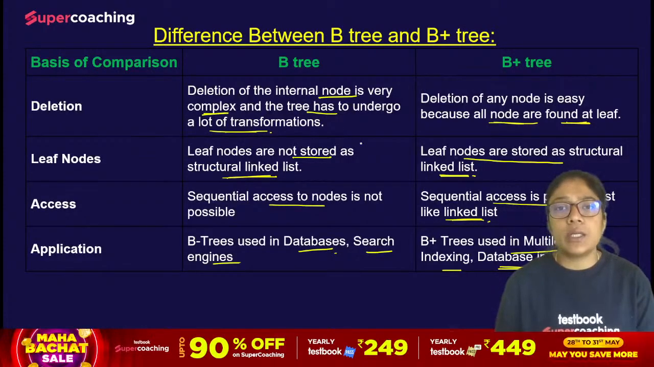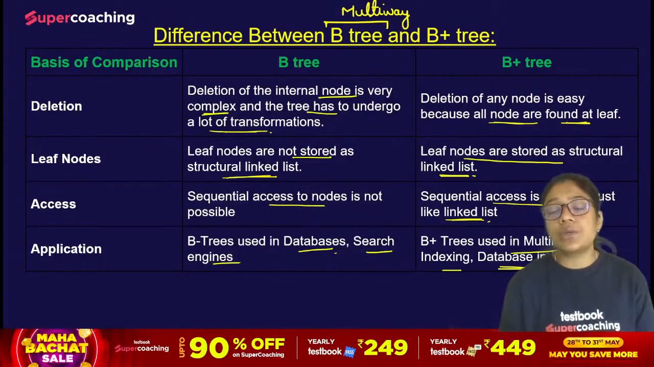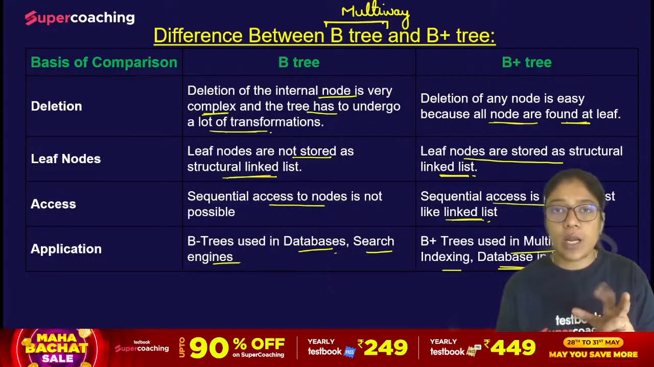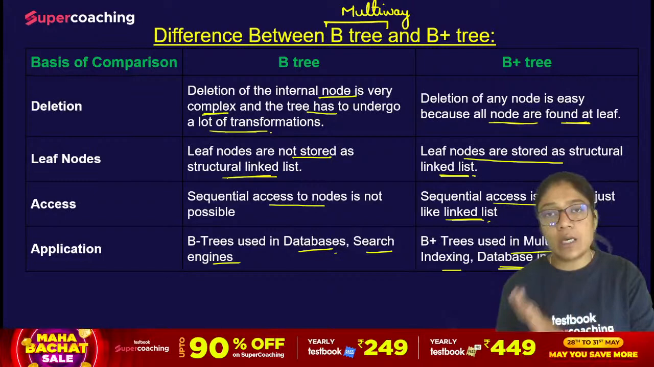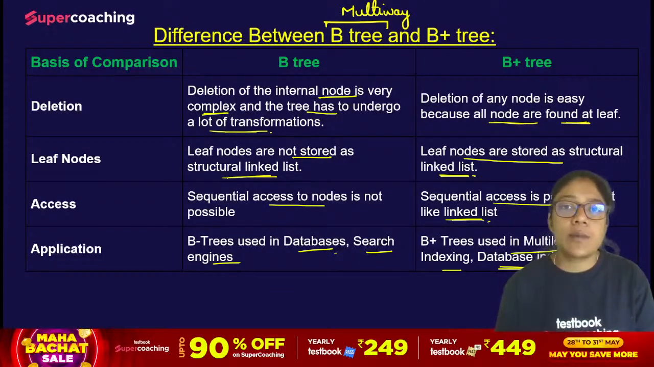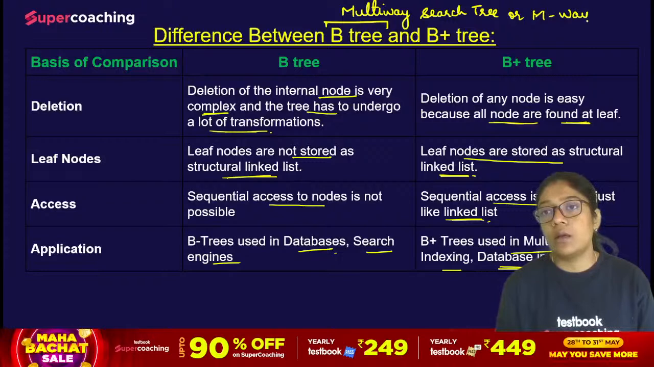Otherwise, you can also treat B tree as a multi-way search tree, just the way we were having the binary search tree. Binary means two children are there. Yahan pe multiple children are there, but smaller elements are on the left hand side, greater elements are on the right hand side. Condition is same as that of the binary search tree. So that's why this is also known as multi-way search tree or M-way search tree.